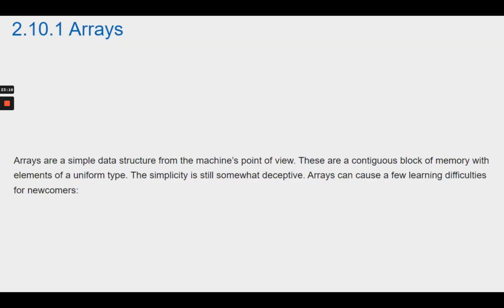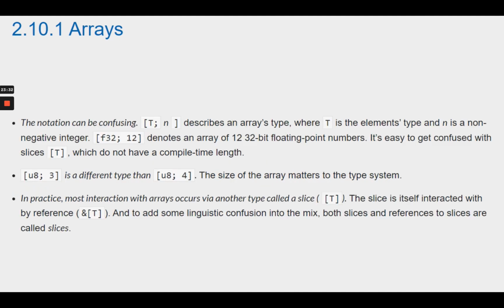Arrays are a simple data structure from the machine's point of view. These are a contiguous block of memory with elements of a uniform type. The simplicity is still somewhat deceptive. Arrays can cause a few learning difficulties for newcomers. The notation can be confusing. [T; n] describes an array's type, where T is the element's type and n is a non-negative integer. [f32; 12] denotes an array of 12 32-bit floating point numbers.